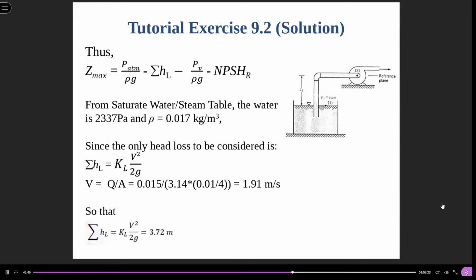So the water temperature is 20 degrees. From the saturated water steam table, the vapor pressure of water is 2,337 Pa, and the density of water vapor is 0.017 kilogram per cubic meter.